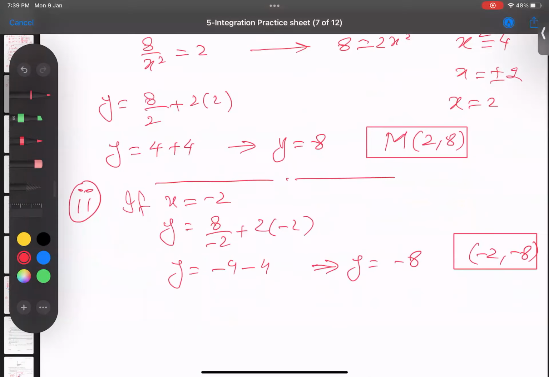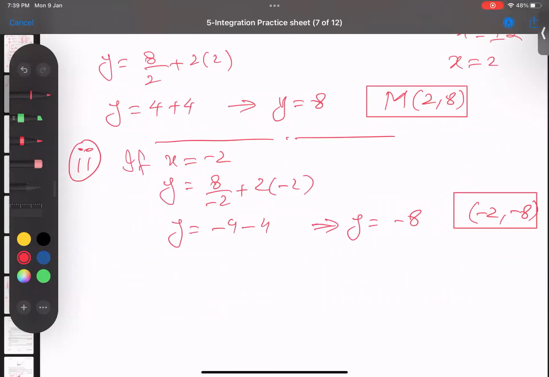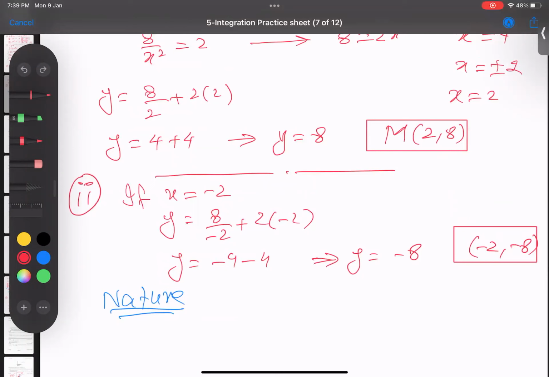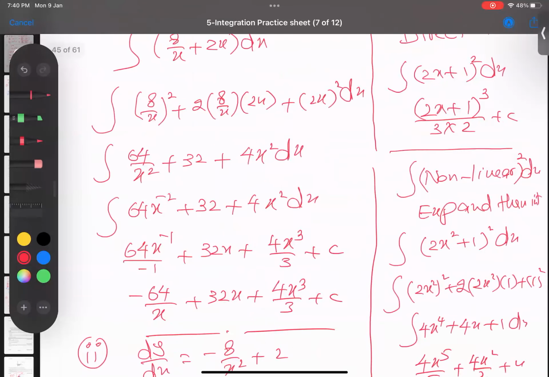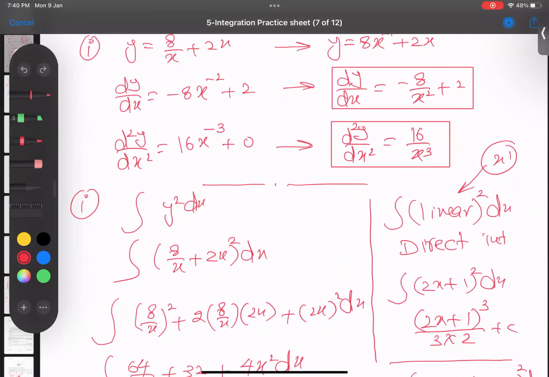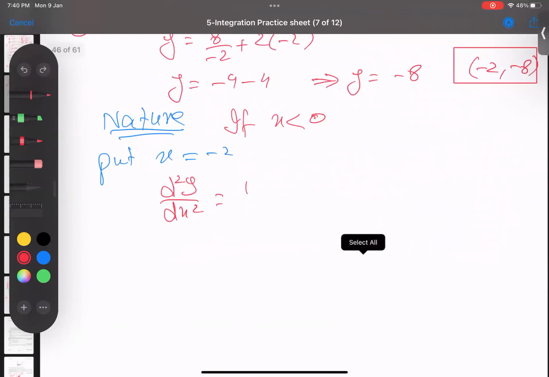Now he said find the nature. So where to find nature? You know it very well. He said find nature for this point only. No need for M. Reason being he said x is less than 0. It means I will put x equals -2 in the second derivative. And where's the second derivative? d2y over dx2. I'm going to show you the second derivative: we have here 16 divided by x cube. And this answer turns out to be what?